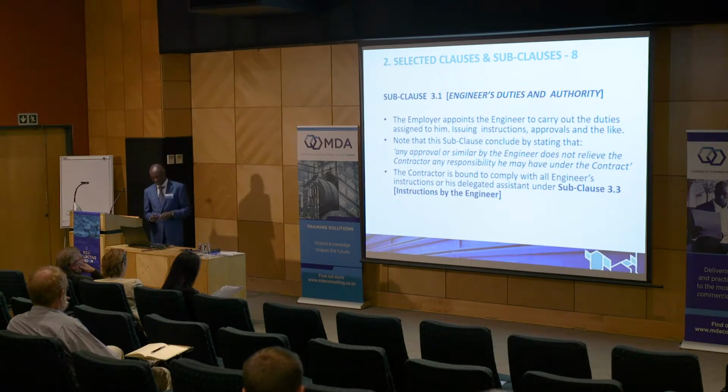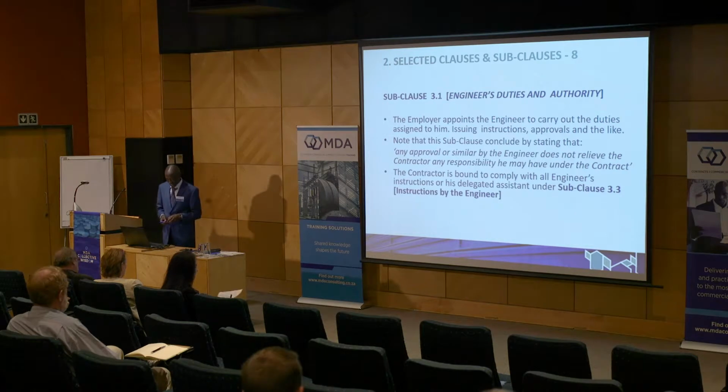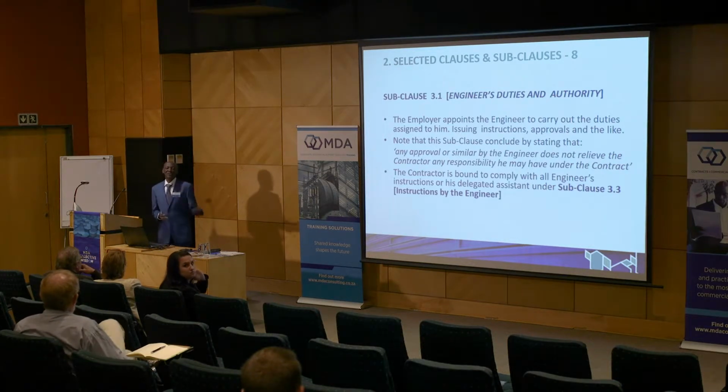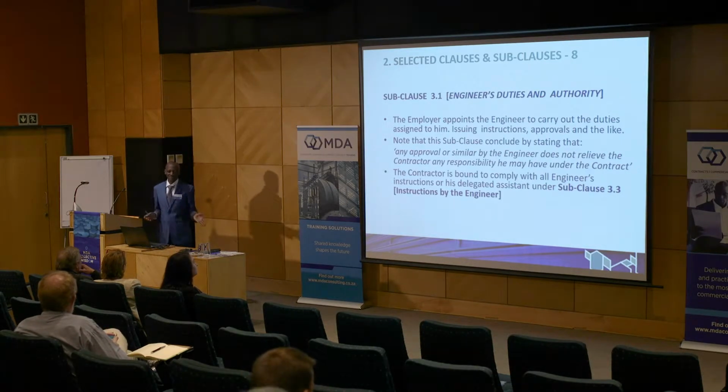At the same time, under subclause 3.3, the contractor is bound to comply with all the engineer's instructions or those of his delegated assistants. Now, one might ask a question. You have somebody who is employed by the employer. Any instruction or approval he gives, the contractor is bound by. At the same time, the contractor is supposed to comply with all his instructions, so the contractor always finds himself in crossfire. He doesn't know what to do.